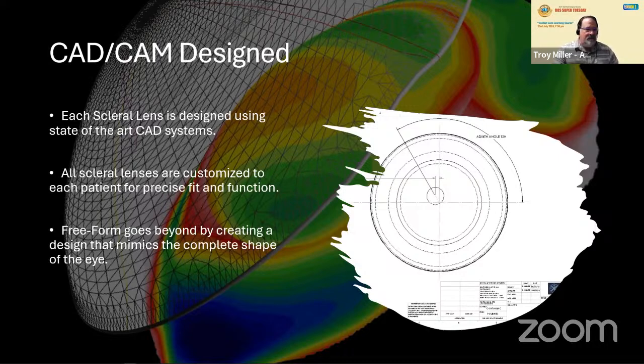Each scleral lens is completely customized to the individual patient, so there is no stock system available for these types of lenses. They're not off the shelf. Everything is based off of either a trial fit or some of the newer technology in topography for scleral requirements.